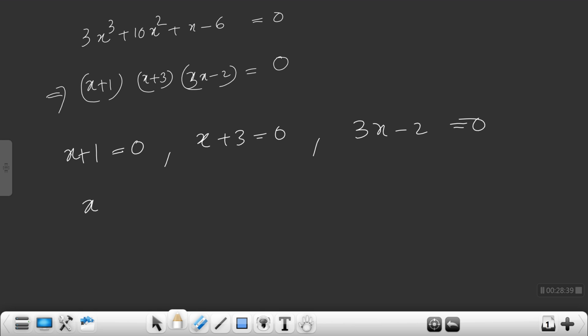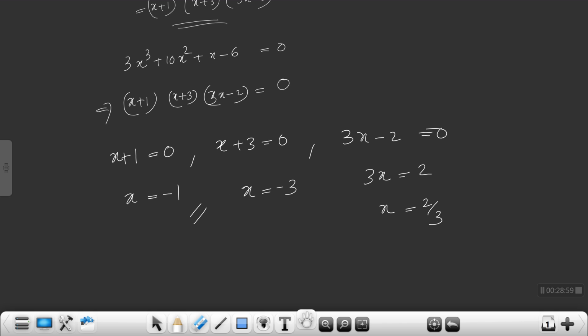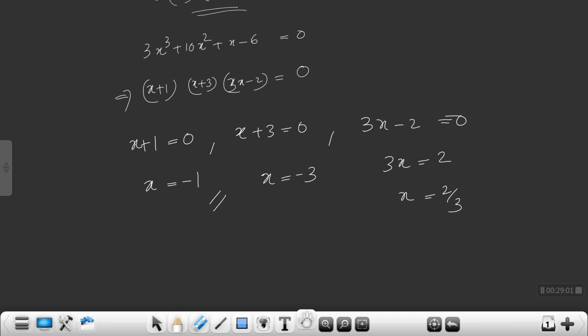If x plus 1 is equal to 0, that means x equals minus 1. If x plus 3 equals 0 means x equals minus 3. And if 3x minus 2 equals 0 means 3x equals 2 and x equals 2 by 3. Thus we find all the values of x satisfying the given polynomial. Thus we solve the equation. Thus today we studied how to factorize a polynomial completely and thus how to solve a given polynomial.